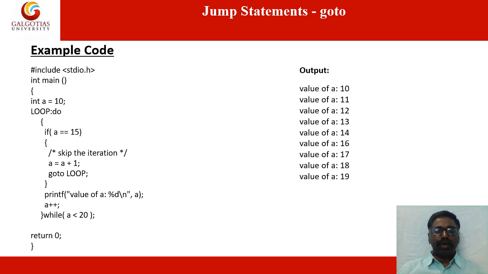If it is not equal to 15, then automatically it will print the value, and then a will be incremented until the while condition is repeated, while a is less than 20.